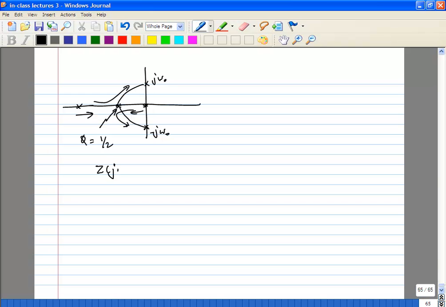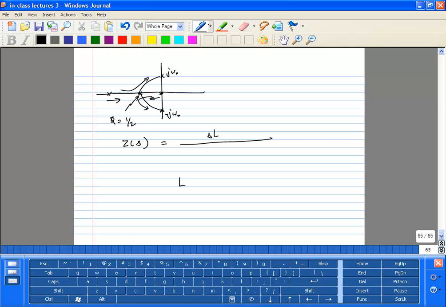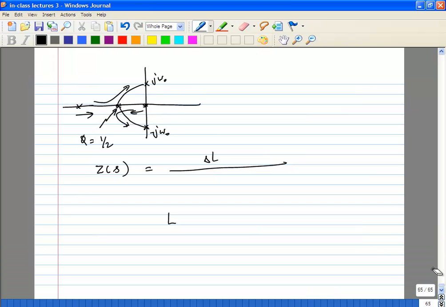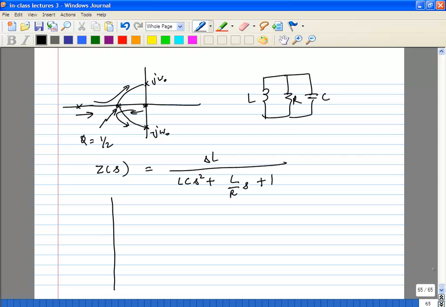So if your Z of j omega is right in S form, then Z of S for this system is SL over LCS squared plus L over RS plus 1. So you can plot mod Z and angle of Z.